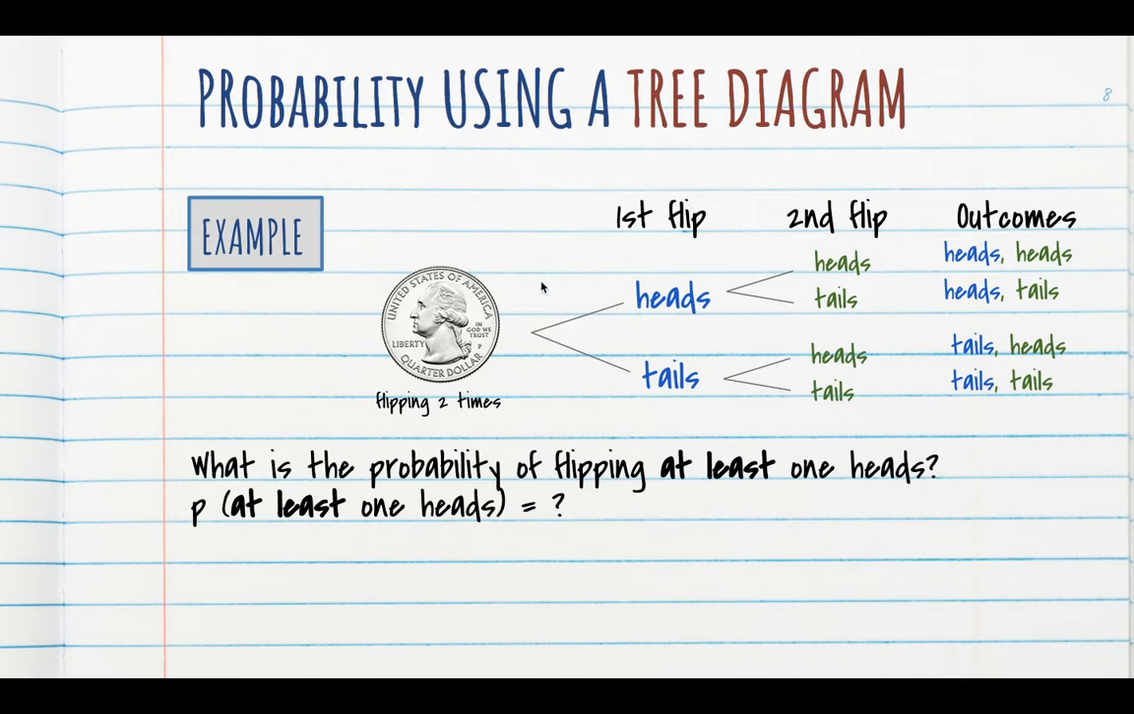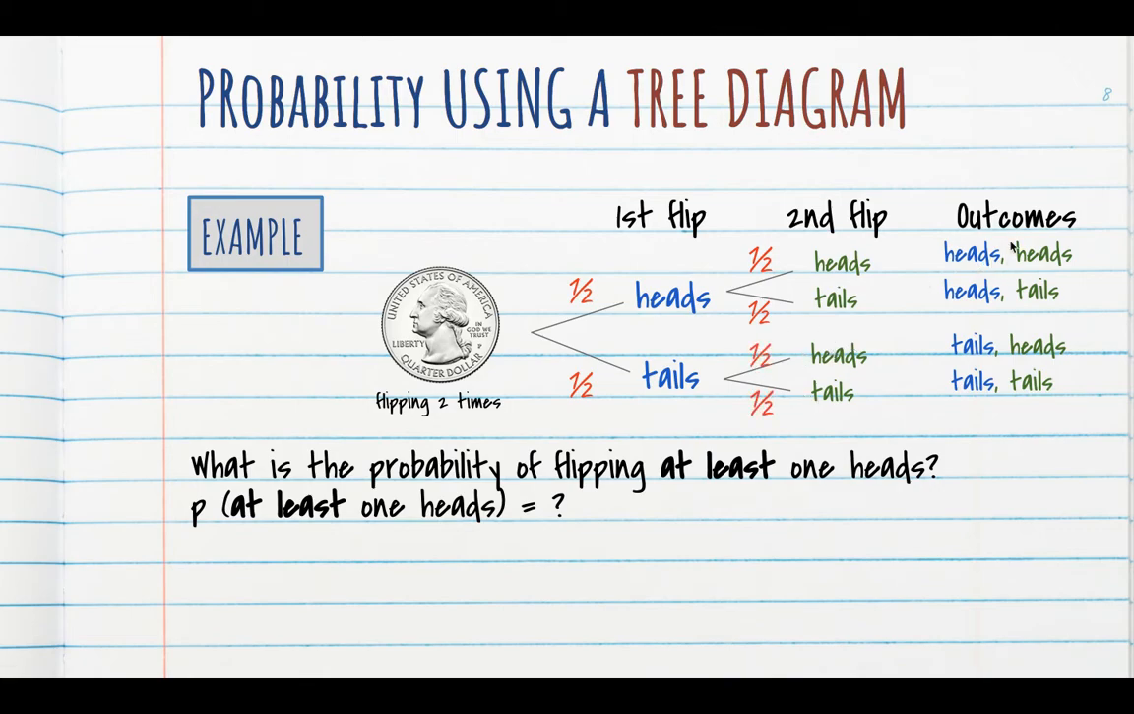So if I start thinking about just this first flip, there are 2 possible outcomes, heads and tails. Heads is 1 out of those 2, or 1/2, and tails is 1 out of 2 outcomes, or 1/2. Now, if I consider my second flip, heads is still 1 out of 2 things that can happen on my second flip, and tails is 1 out of 2 things that can happen on my second flip. Same for this second branch of my tree diagram.